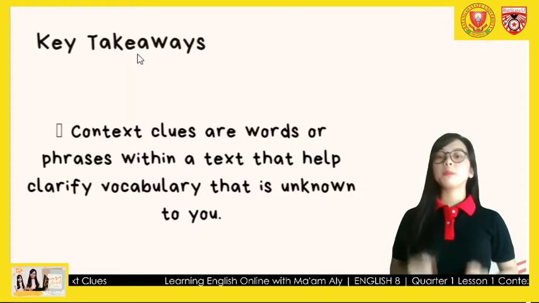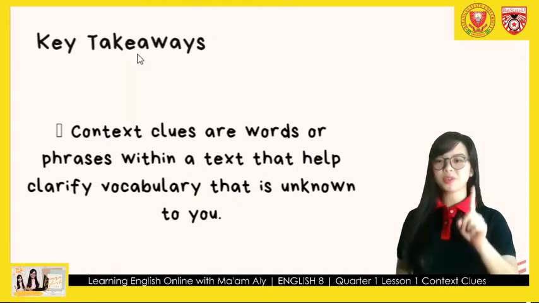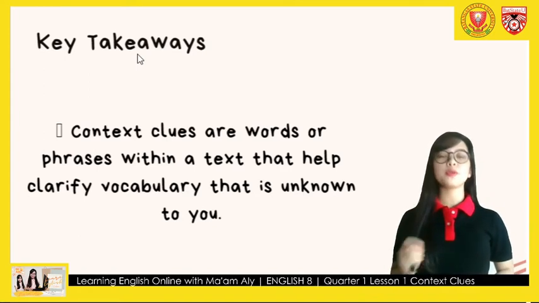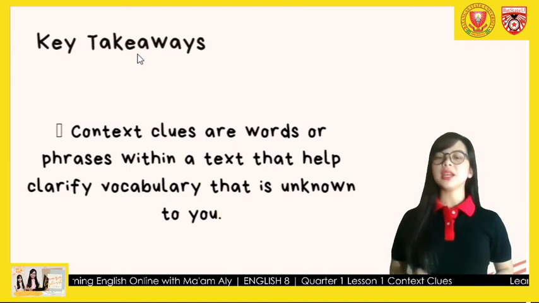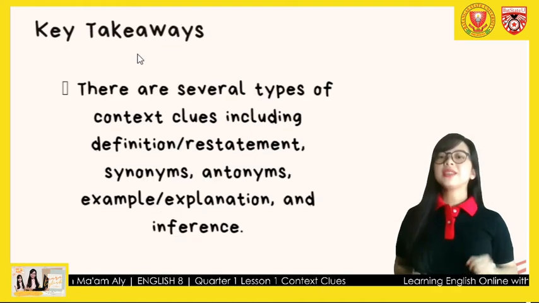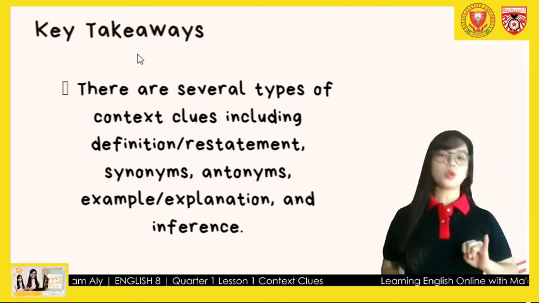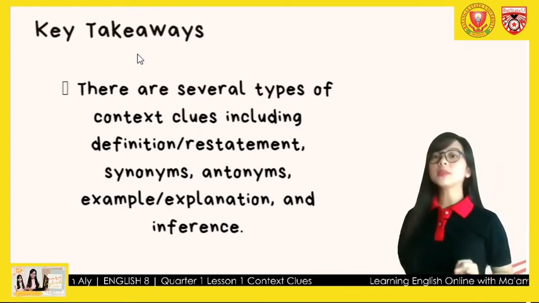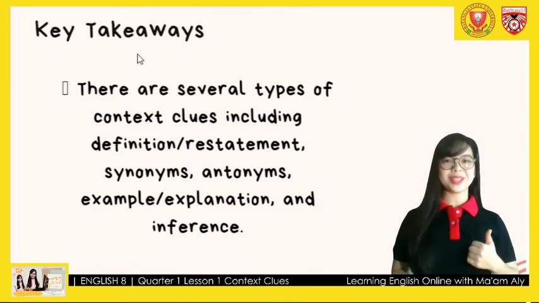So there, but before we end this discussion, let us have our key takeaways. First, context clues are words or phrases within a text that help clarify vocabulary that is unknown to you. Second, there are several types of context clues including definition or restatement, synonyms, antonyms, example or explanation, and inference.